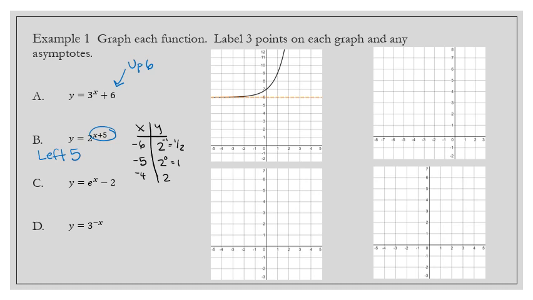Okay, so over here on my graph, the horizontal asymptote is the same. So still y equals 0. And then we have -6, 1/2, -5, 1, and -4, 2. These are all pretty far to the left, so if you wanted, you could choose -3 or -2 as well. Okay, but there's a rough sketch of our graph.